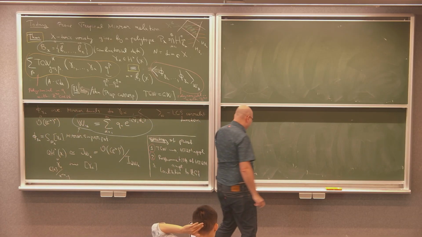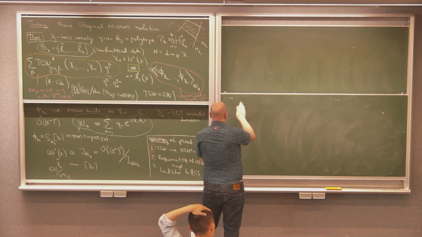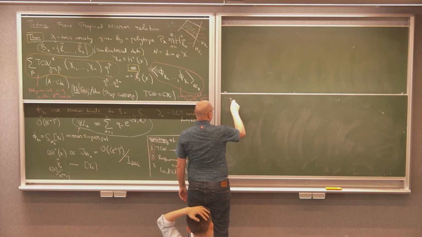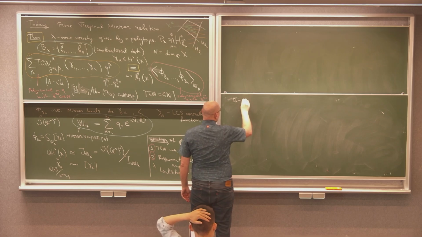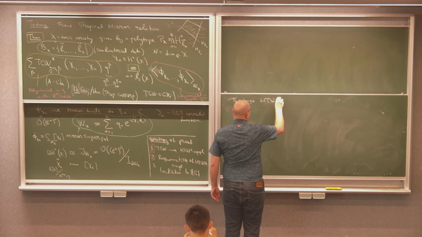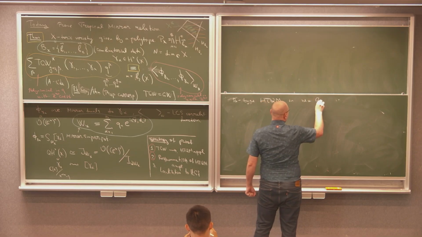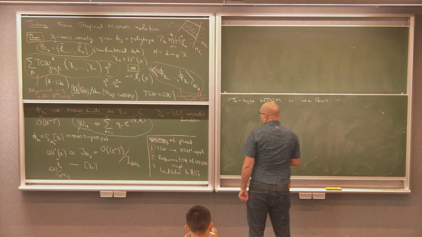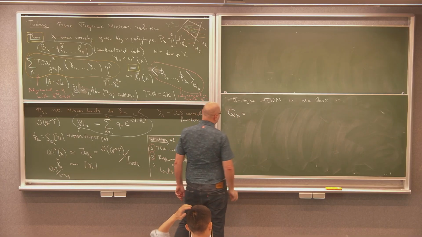Yeah, let us describe deformations, B model, B type, HTTP in this new basis. Okay, let's start with deformation of Q.